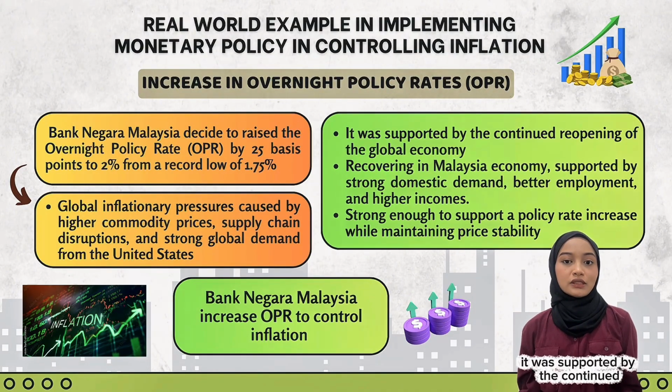At the same time, it was supported by the continued reopening of the global economy and the recovering Malaysian economy, which was strengthened by strong domestic demand and improving labour market conditions with lower unemployment rates and better income prospects. This condition indicates that the economy was strong enough to support a policy rate increase while maintaining price stability. This increase in the OPR demonstrates how Bank Negara Malaysia controls inflation in our country.